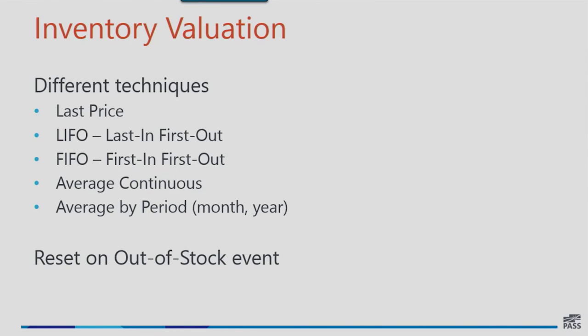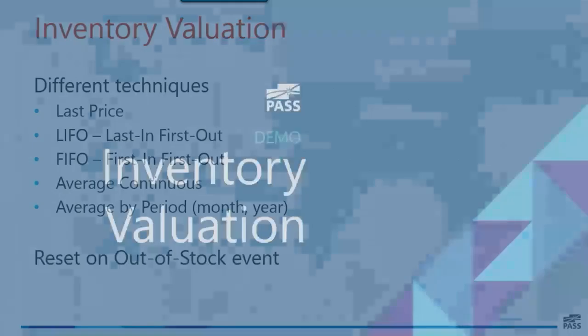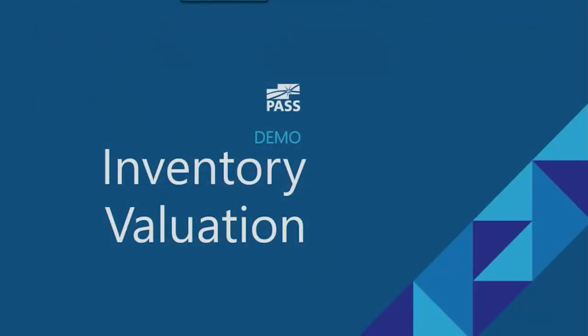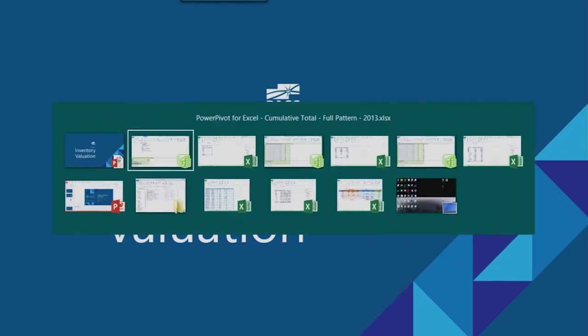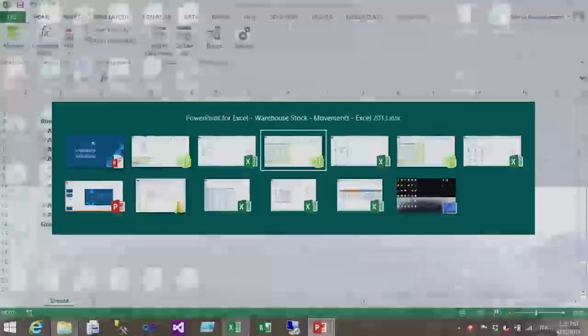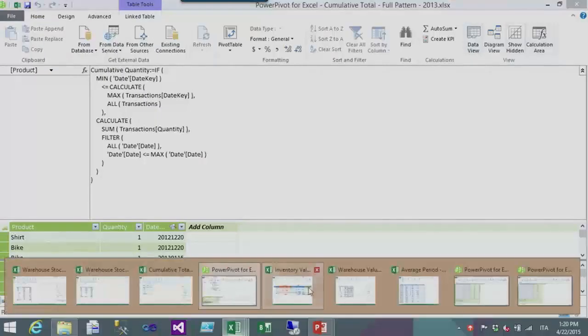And we have also different techniques for the average. One interesting condition is what happens to all of these techniques, in particular excluding the last price, when you have an out-of-stock event for one product, which is something that makes the calculation harder to do using a simple aggregation. So let's take a look at these different techniques of evaluation.